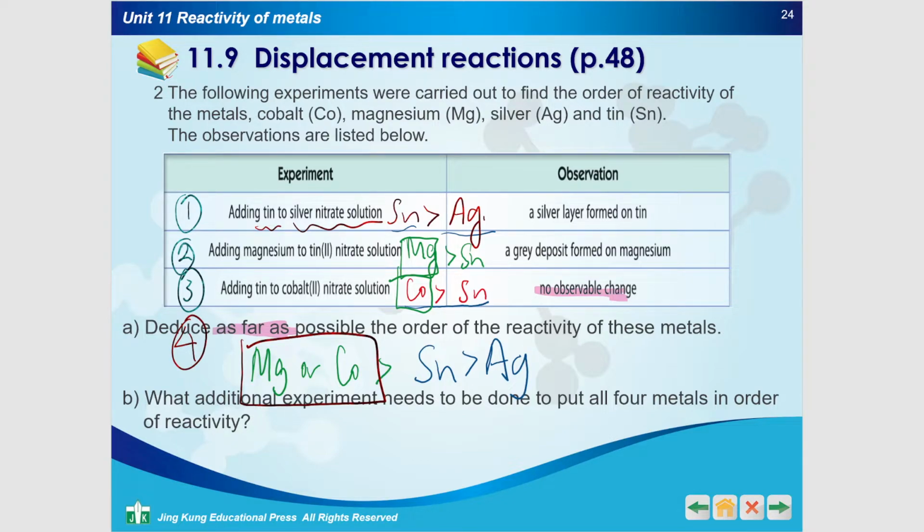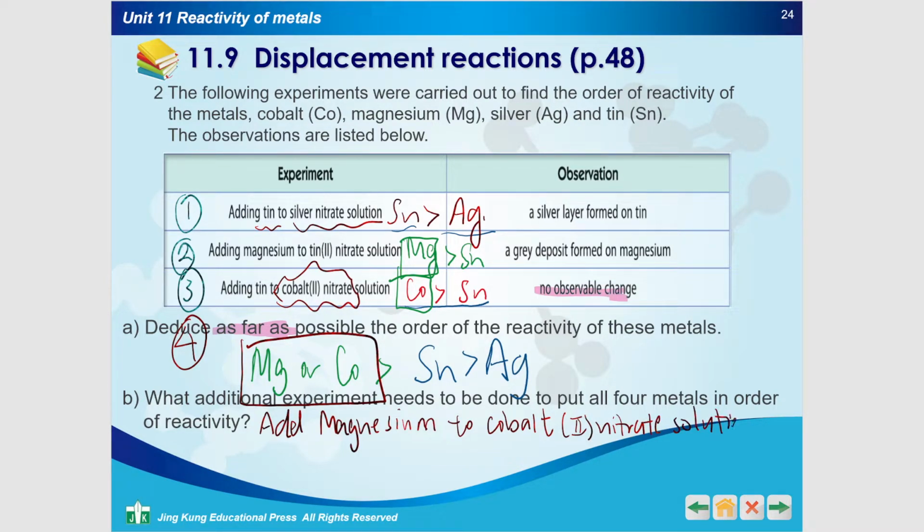So let's say you add magnesium to a solution of cobalt. Now, you're like, sir, what do I write? Don't worry, just look here. You can see there's an example there, cobalt 2 nitrate. Just follow that example, cobalt 2 nitrate solution.